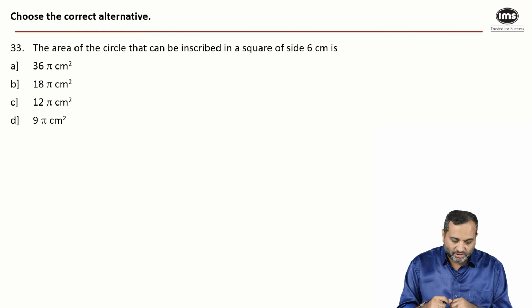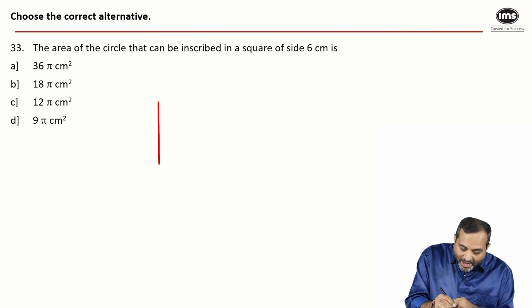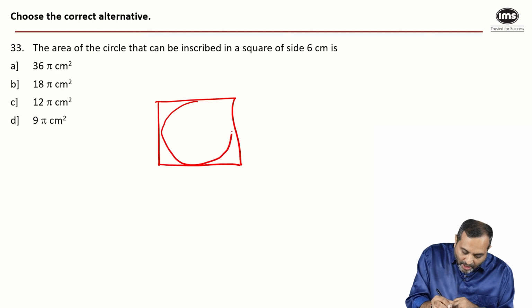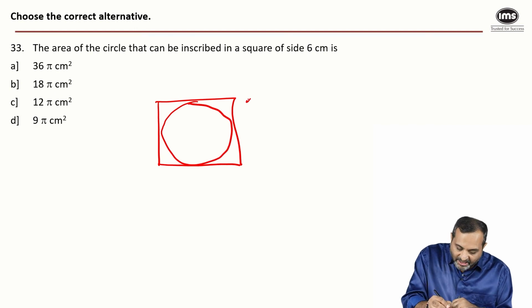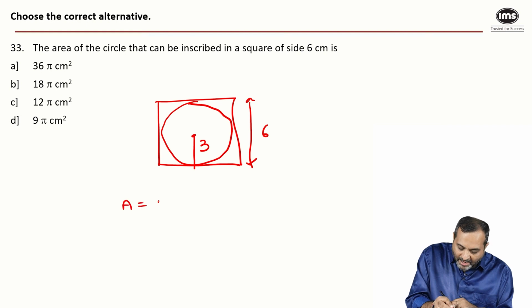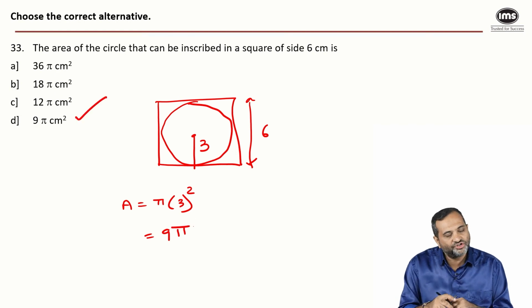Let's look at the next question. The area of a circle that can be inscribed in a square of side 6. So this is a square of side 6. There is a circle which is inside the square. The side is 6. That means, can I say the radius of the circle will therefore become 3. So what is the area of the circle? Pi r square. So do you see the area is 9 pi? Which option? Option D, a straightforward question.